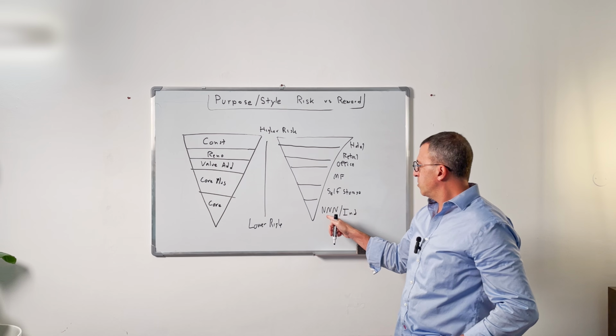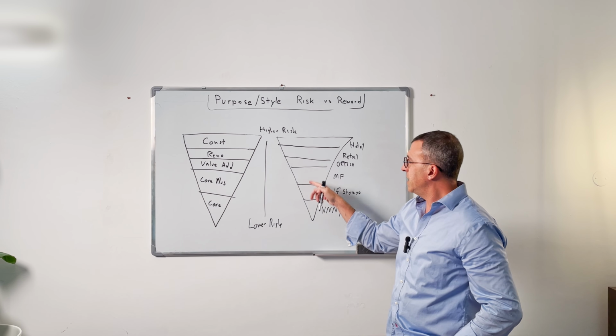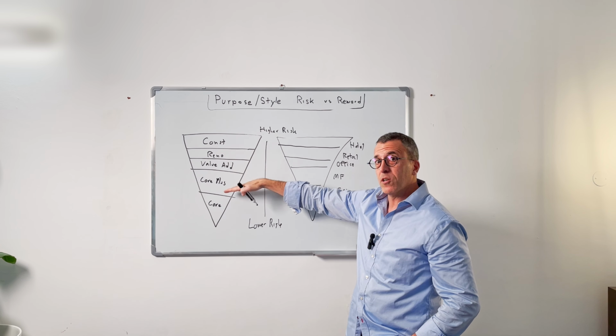If I have, it goes up the spectrum. Triple net lease could be core plus, could be value add, could be renovation, could be construction. And I can just see, yes, it's lower on the risk, but the investment style increases that risk a little bit.